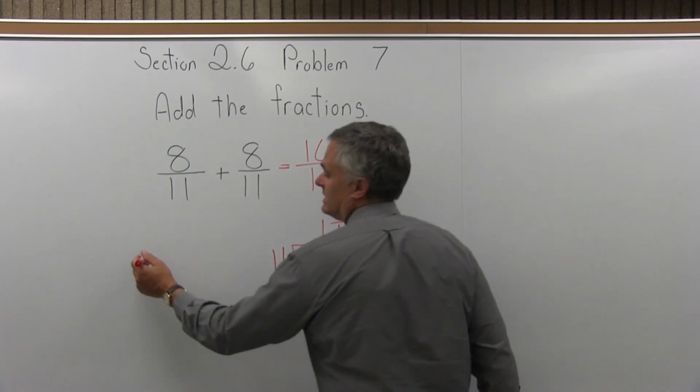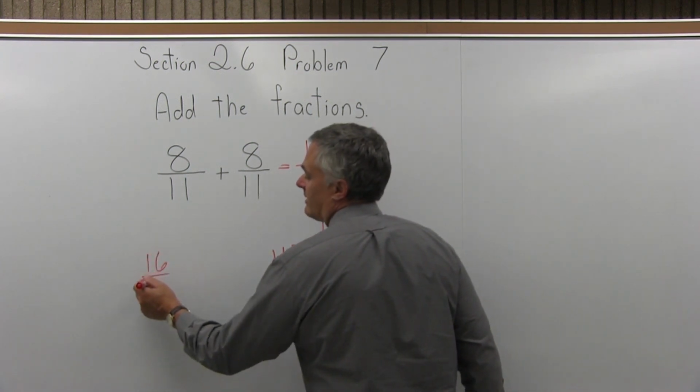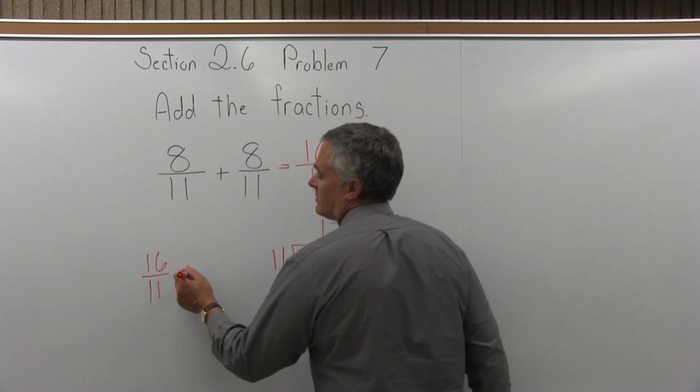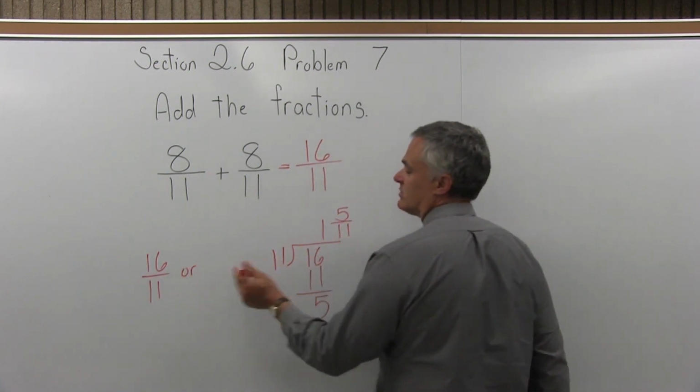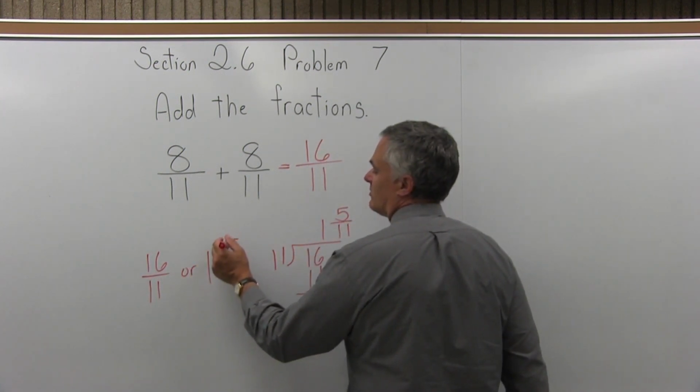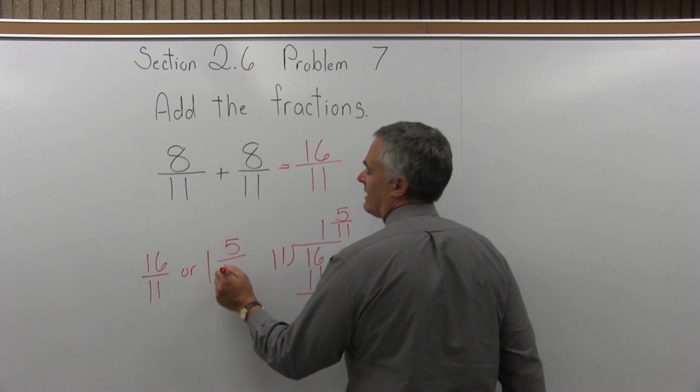So my answer is 16 over 11, and some math teachers would be happy to have you leave it like that. Or if you change it to a mixed number, the same value can be written as 1 and 5/11ths.